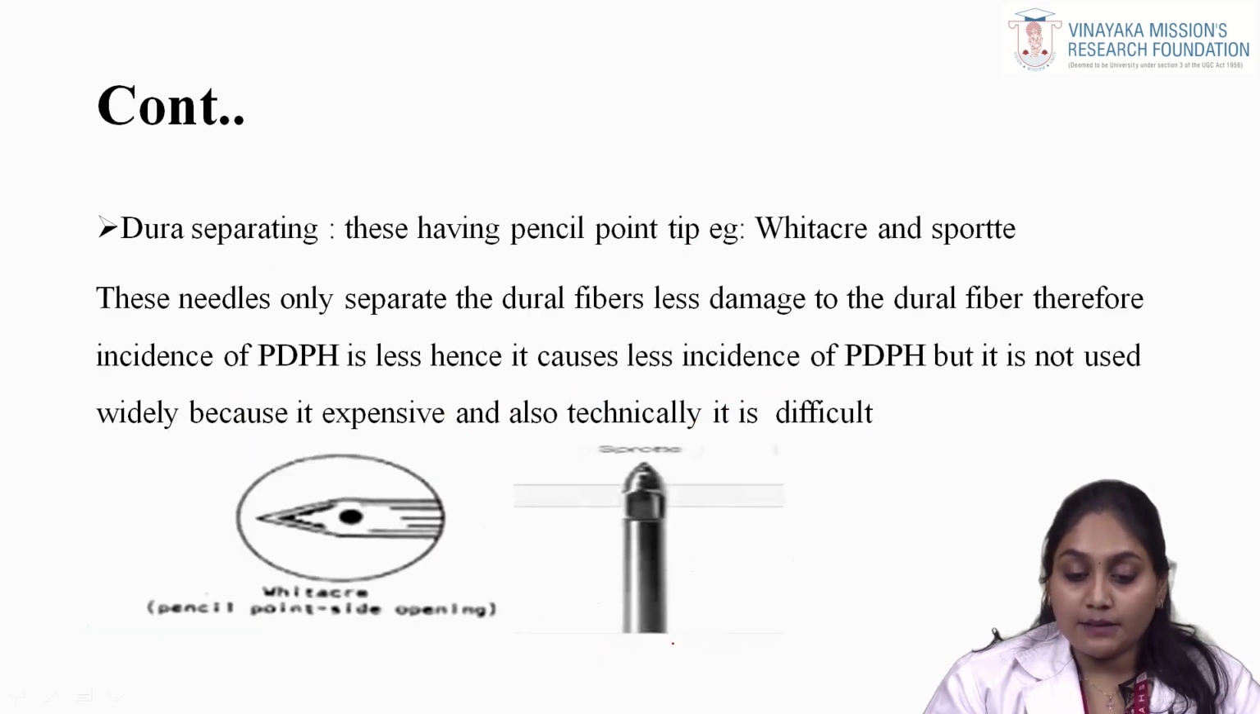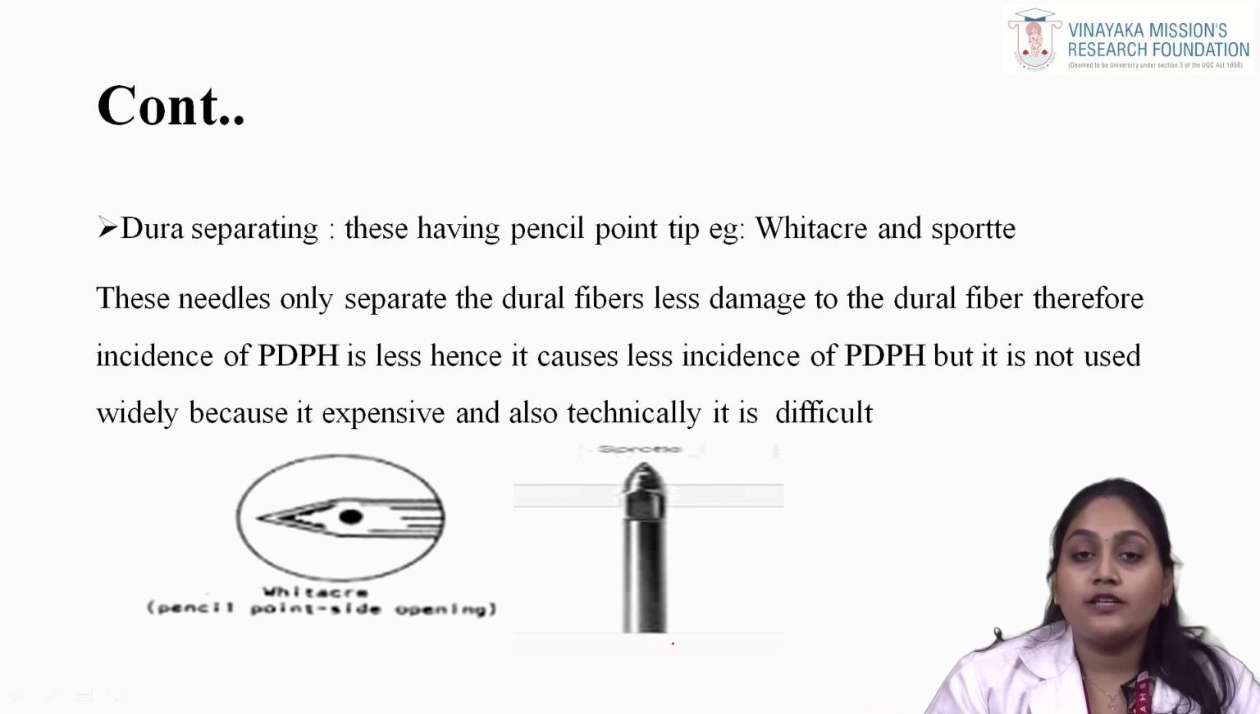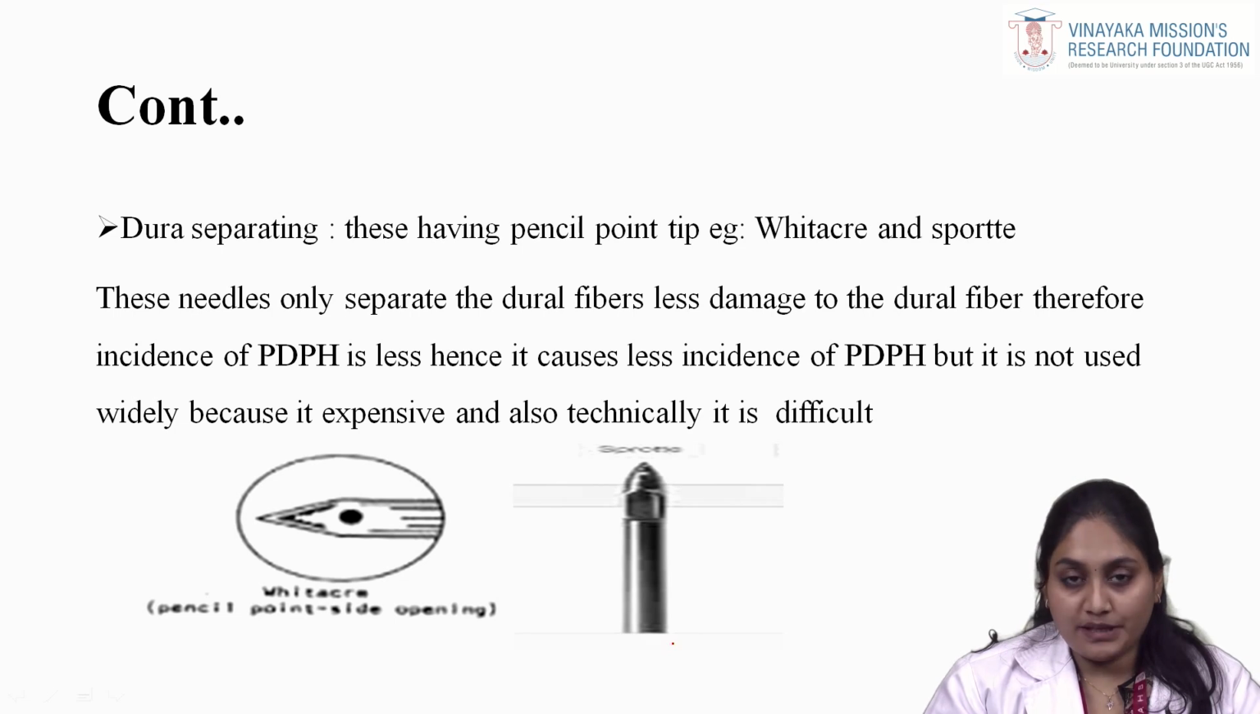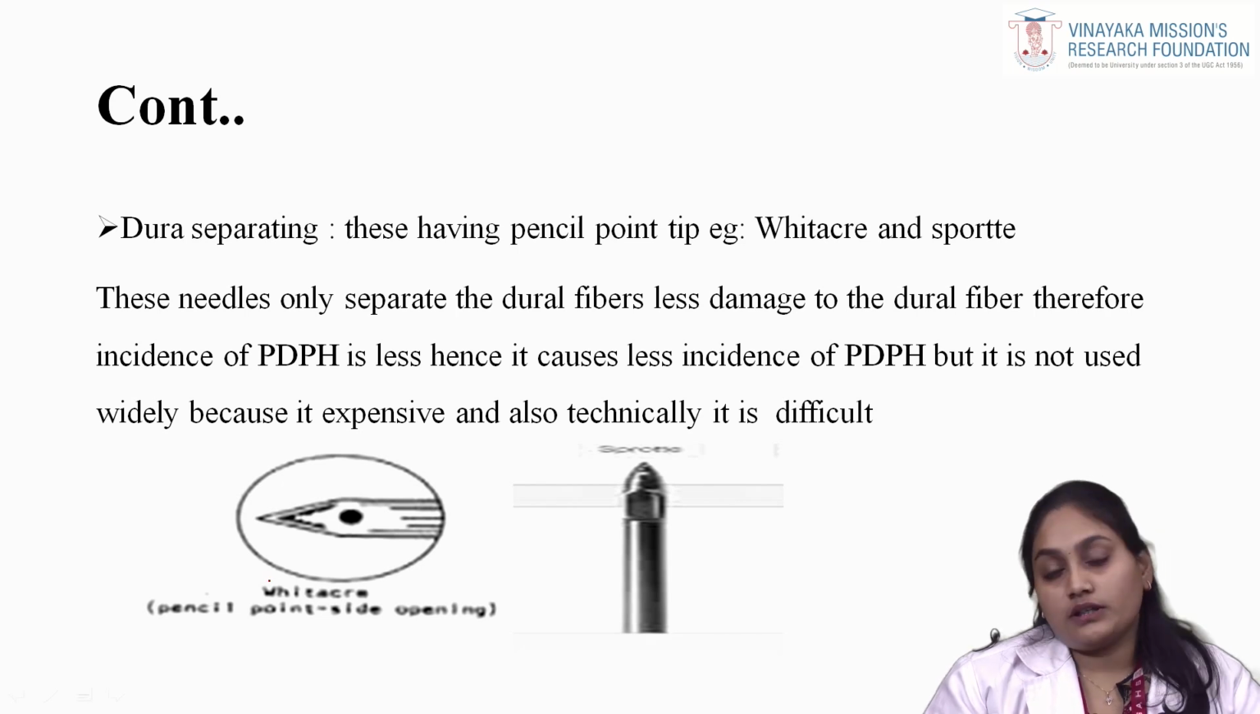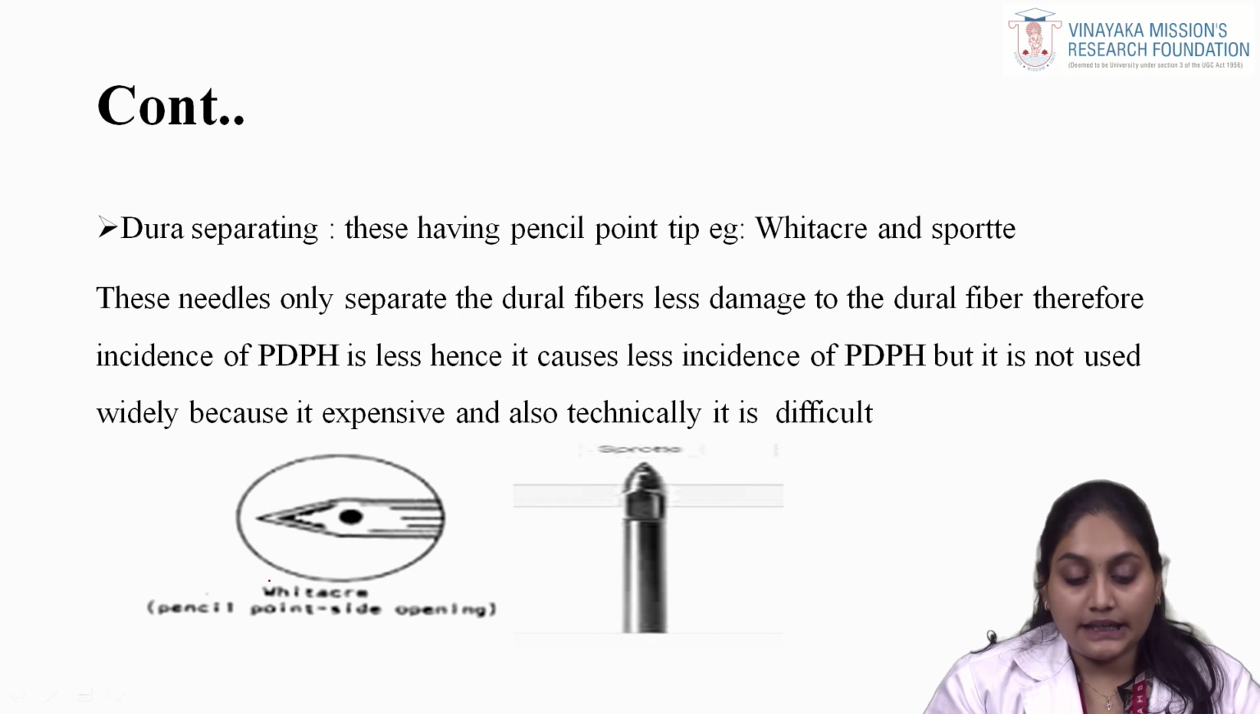And we have another type of needle, the dura separating needle. As the name says, the dura separating needle separates the dural fibers and enters the space. It has a special tip, a pencil point tip, so it separates the dural fibers. So there is a lower incidence of PDPH, but it is not used commonly because it is a little expensive and also technically difficult.